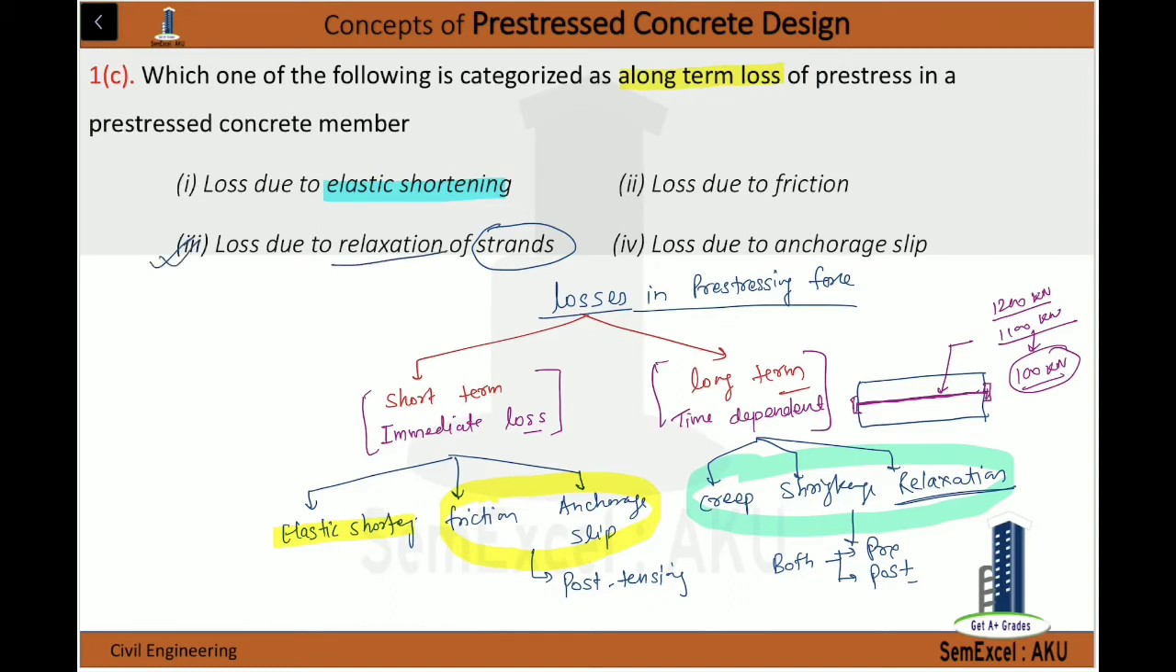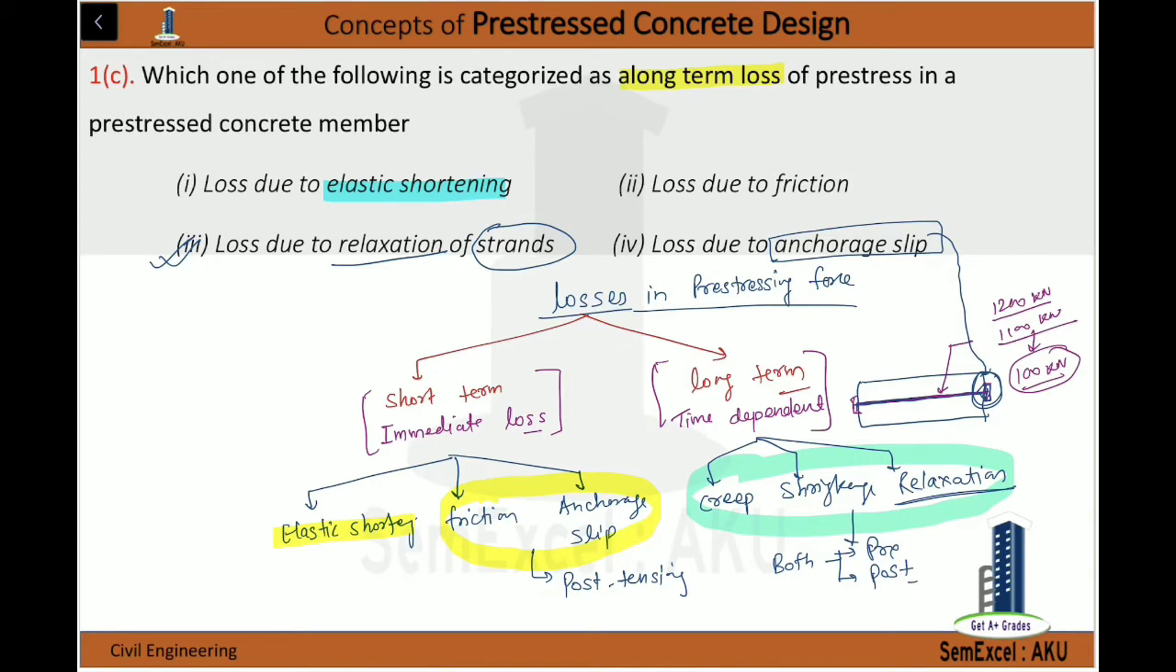The fourth option is loss due to anchorage slip. What is this anchorage slip? At the end, we have provided some mechanism due to which this pre-stressing wire is kept in position at the end. But sometimes what happens is that the anchor slips inside the concrete. So due to that we have some loss in strain, and due to the strain we have a loss in stress. So here the correct option is option 3. The others are all short-term losses.